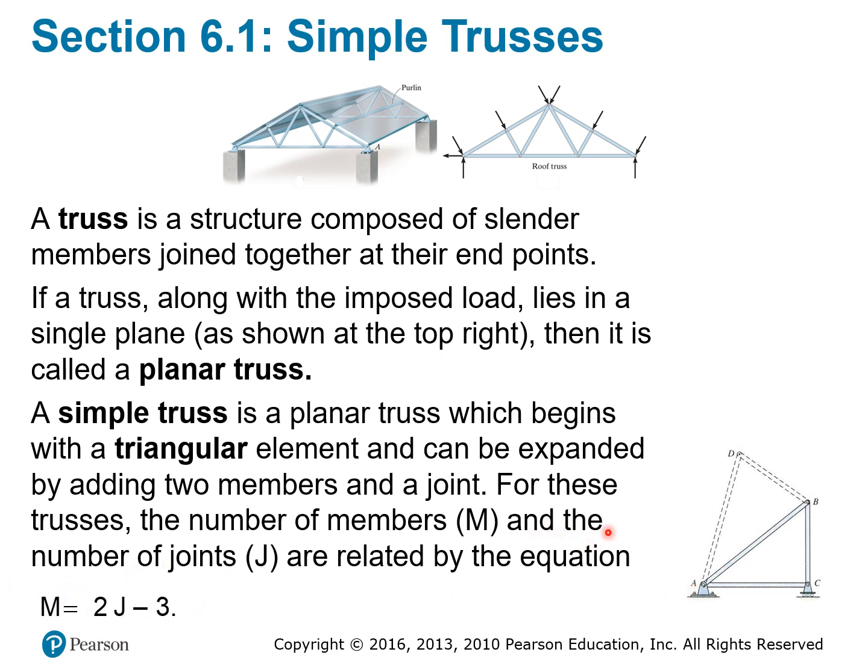Let's try a little bit more complicated. Let's extend it by including the dashed line here. So instead of 3, now we have 4 joints, right? A, B, C, and D. How many members do we have? 1, 2, 3, 4, 5. We have 5 members. Let's see if this equation gives us 5. So instead of 3, we now have 4 joints. So 2 times 4 is going to be 8. 8 minus 3 is going to be 5. And that's why we have 5 members here. Okay.